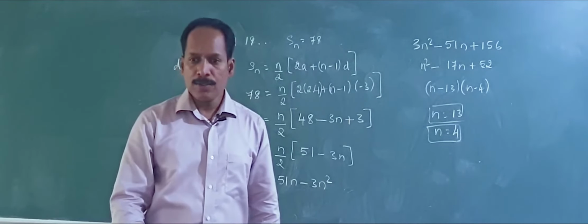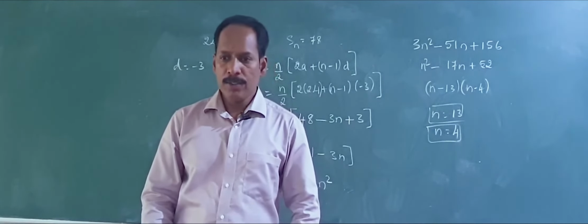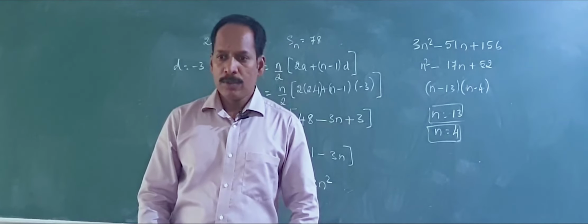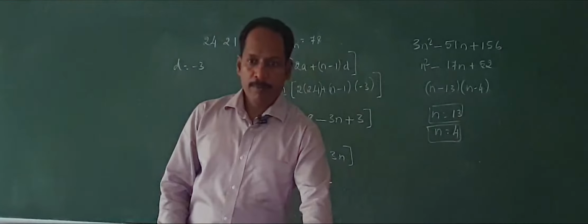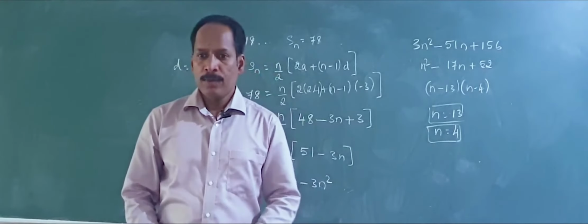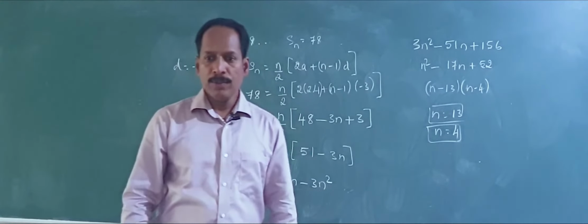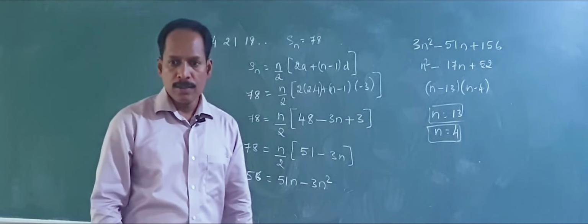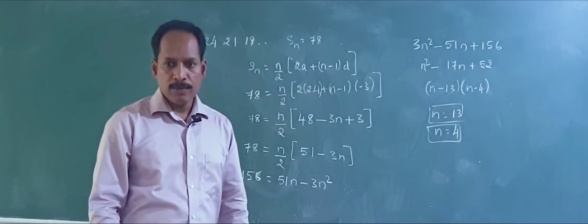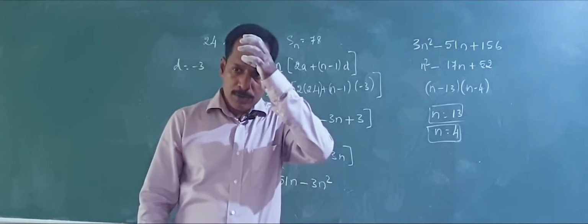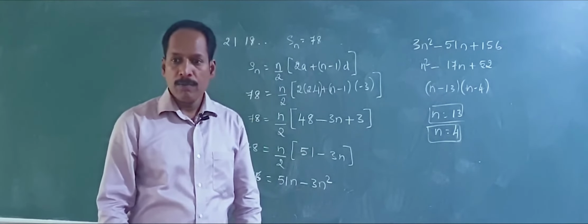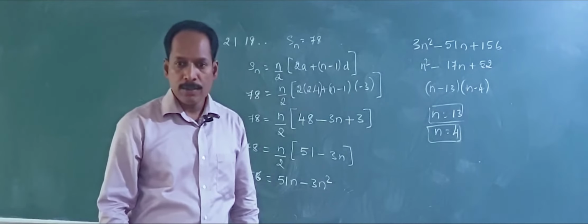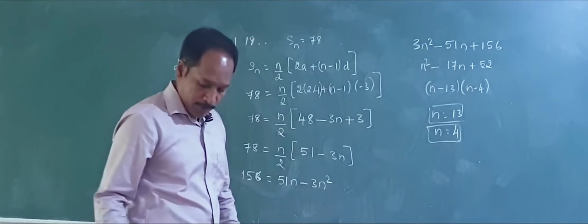Find the sum of the first 24 terms of the list of numbers whose nth term is given. So we have to find the sum of the 24 terms, that is Sn. The sum of the first 24 terms of the list of numbers where the nth term is given by an. So let me write.